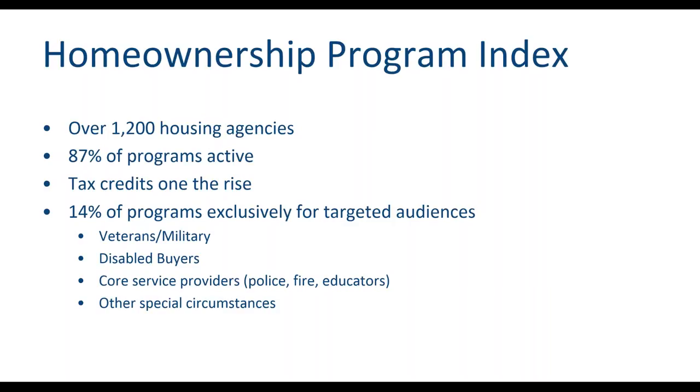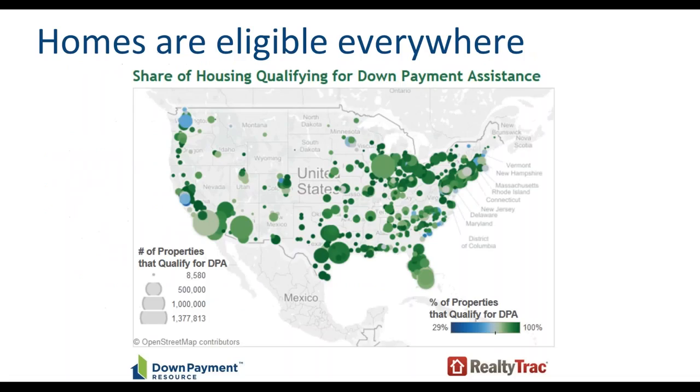They're becoming more popular. And then, of course, we talked about some of the targeted audiences for whom there are sometimes, or often even, additional or unique programs that are not necessarily available to the general public. And that represents a good chunk of the programs in Down Payment Resource. So that's the index, and that's really to give you some perspective on the vast array of opportunities available across the country. And we're going to start talking now about what those programs look like.